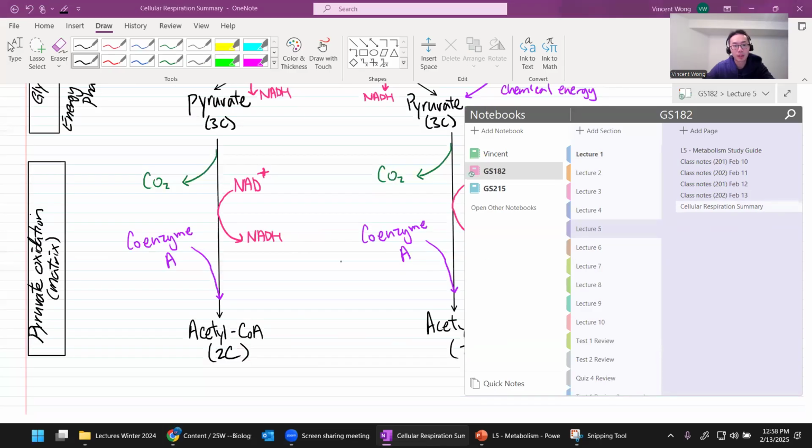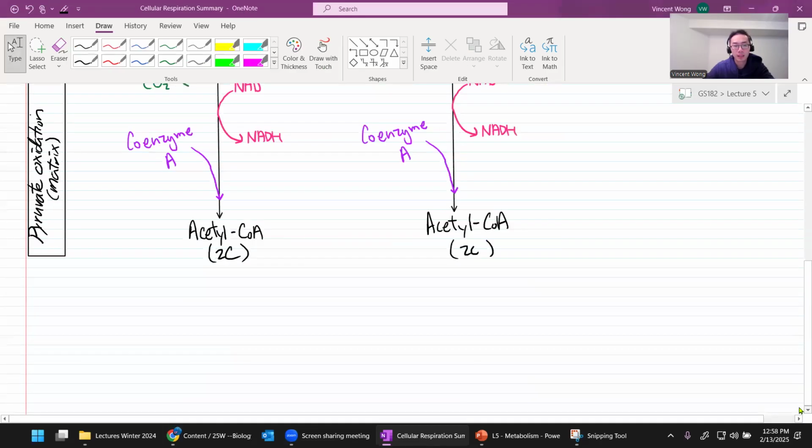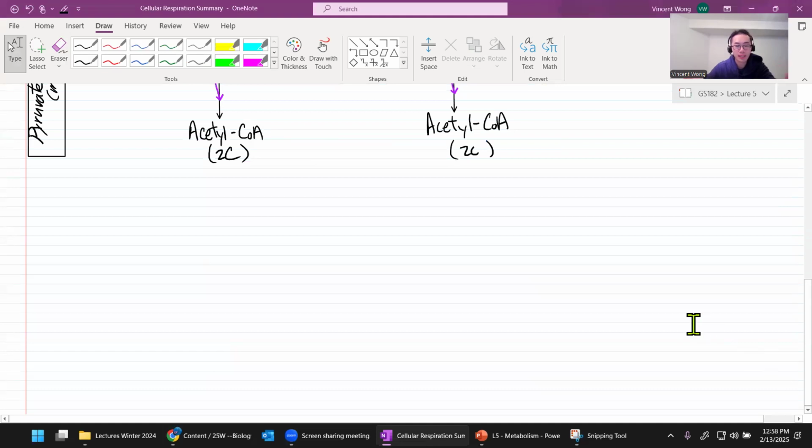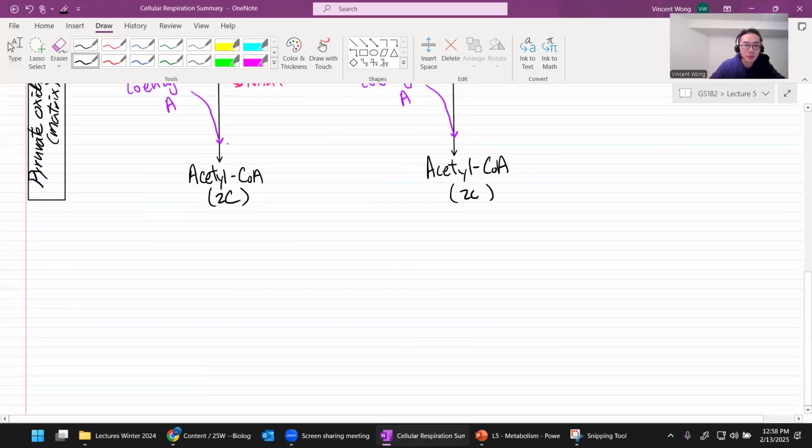Okay, so back to the drawing here. Now, again, these are just names. Don't get too hung up on them. We are in the matrix of the mitochondria right now, and there is already a molecule floating around. And that molecule is called oxaloacetate. Don't worry too much about what it looks like and so forth. It's already there, and it's 4 carbon.